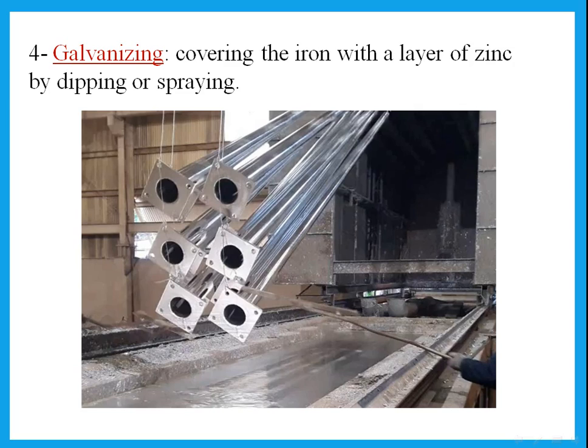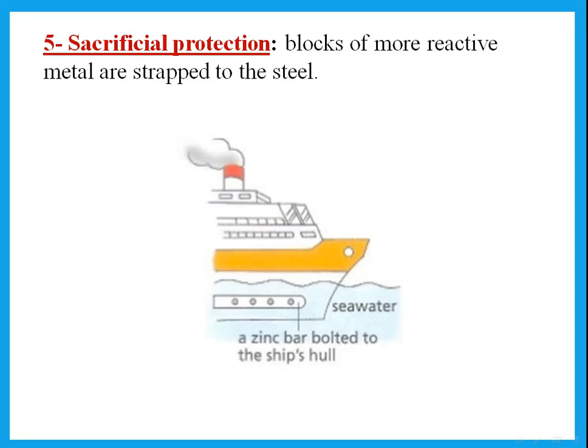The zinc is more reactive than iron, so it loses electrons and becomes oxidized instead of the iron. And the advantage is, even if a piece of the zinc is removed, so long as the iron is touching some zinc, it will not rust or corrode. Okay, another method is sacrificial protection.